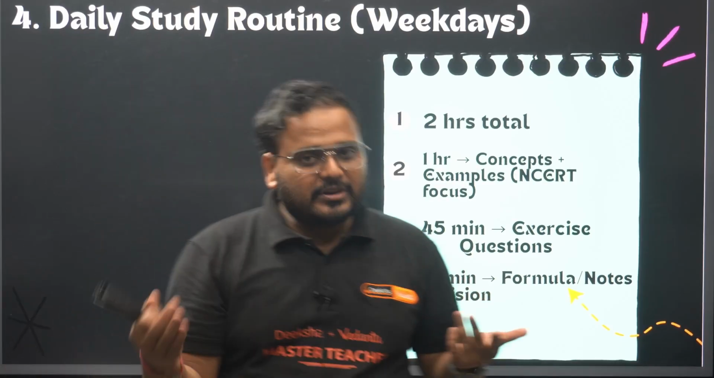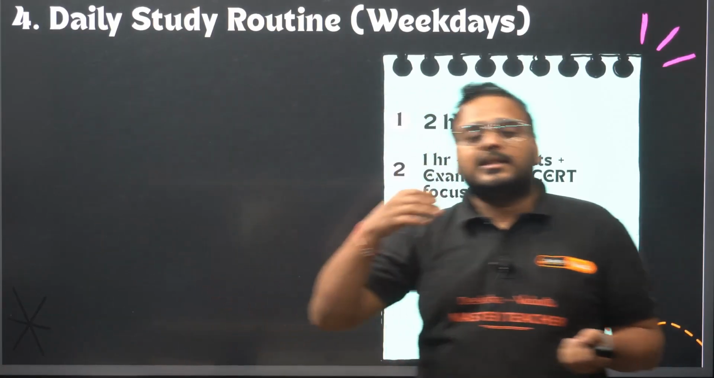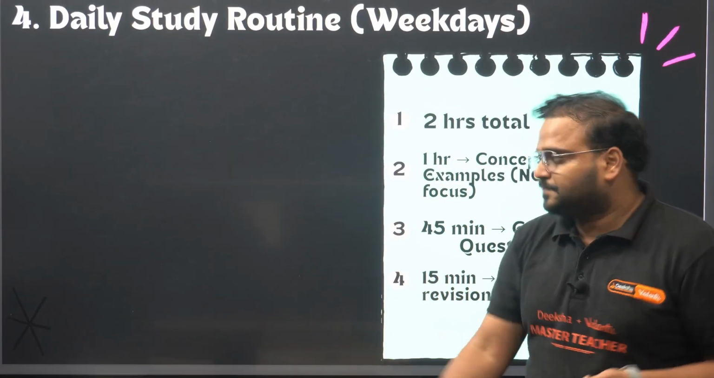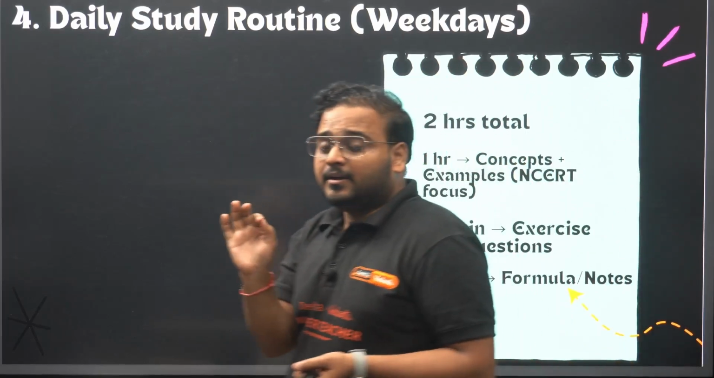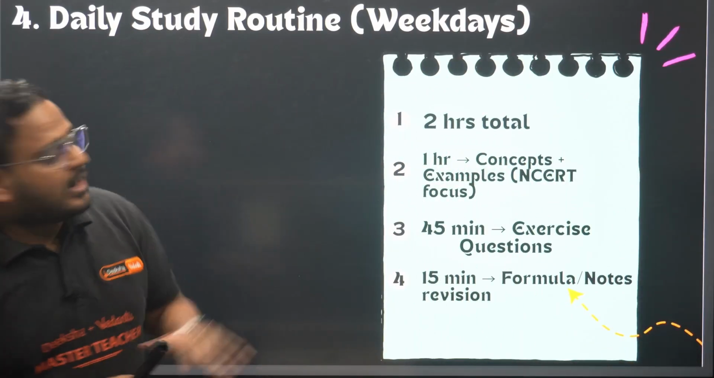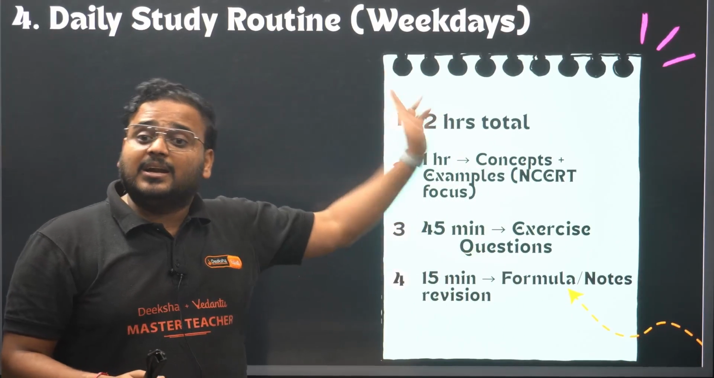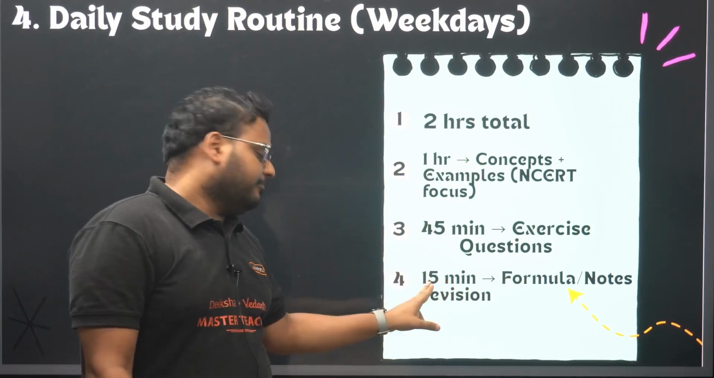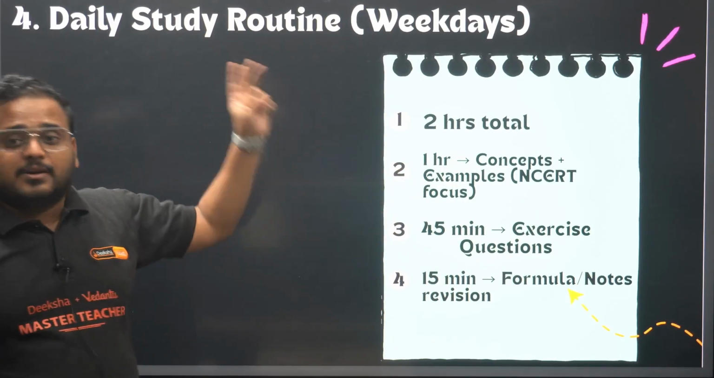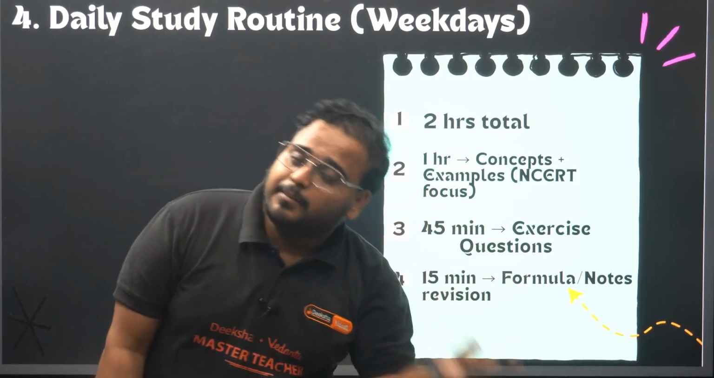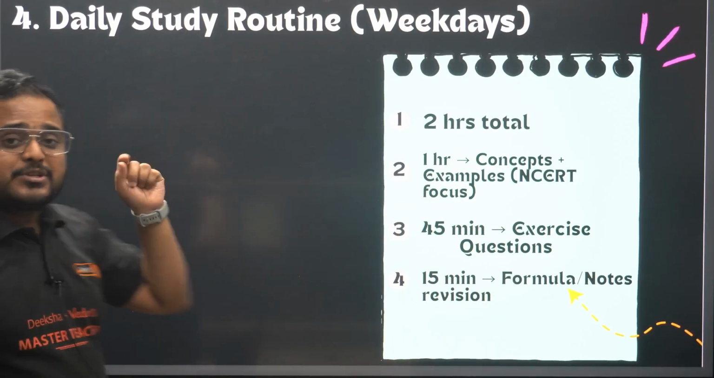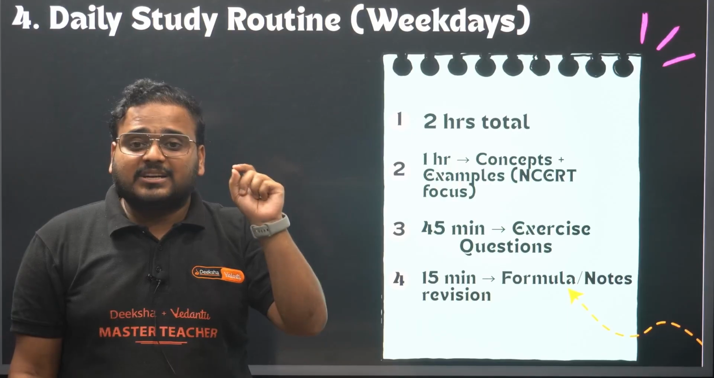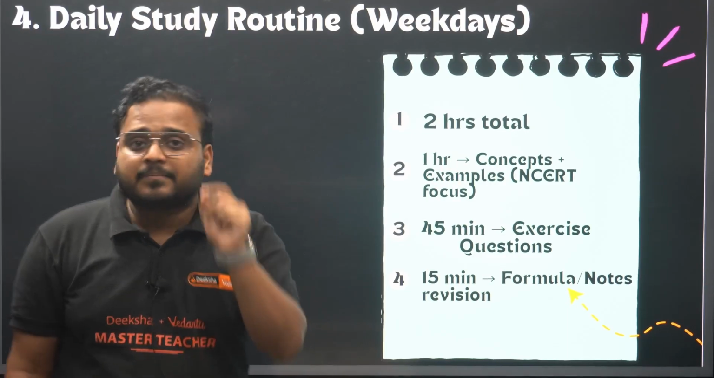Okay, you know what an error log book is? You maintain a book for the mistakes you make while doing practice. This is for weekdays. What about weekends? For weekends, double down. This should be 4 hours, 2 hours for concepts and examples, 90 minutes of exercise questions, 30 minutes of revision. Okay, weekdays 2 hours, weekend double down. Okay, so the 4th point is very clear, how we're going to plan the daily routine for mathematics. Okay, let's move on then.